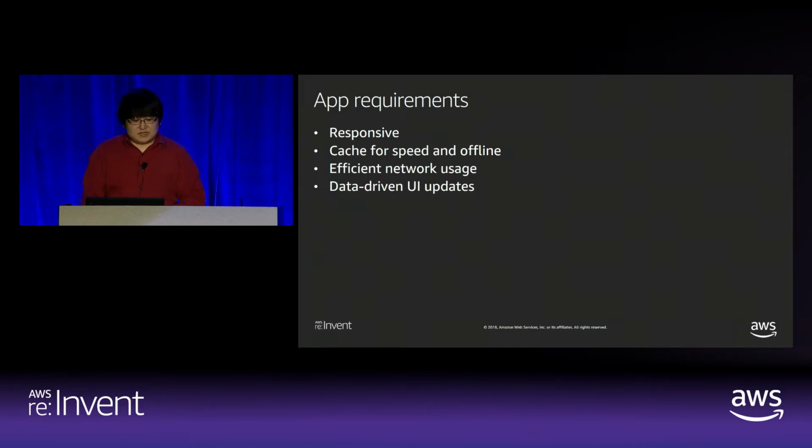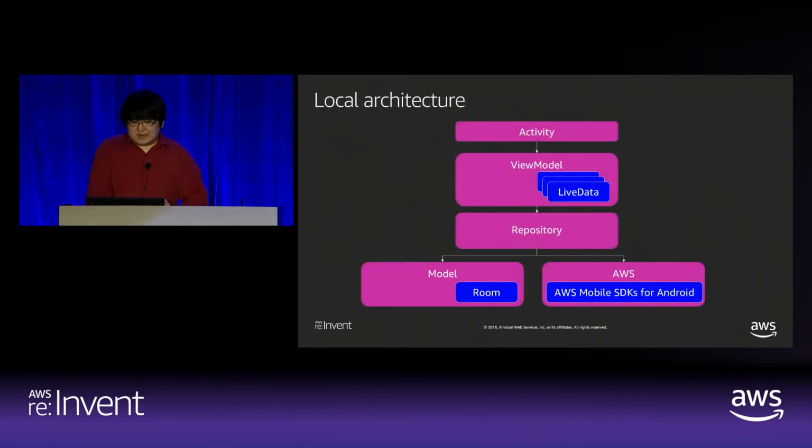And then last is we have data-driven UI updates, so that our UI isn't fully aware of what's underneath. Rather, whenever the data changes, we want an event to go up to the view and say, here, you should update your text view with the latest and greatest text. We'll be doing that through live data and room.